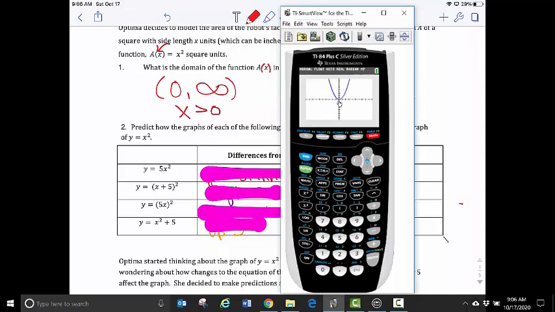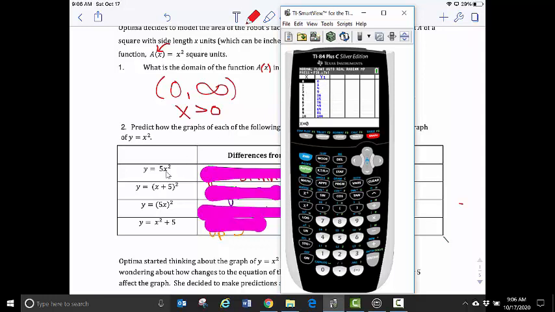So if we have a length of 1, we have an area of 1. If we have a length of 2, we have an area of 4, because 2 squared is 4. If we had a length of 3, we'd have an area of 9. And you can see that in the table right here. If we had a side of 1, the area is 1. Side of 2, area is 4. Side of 3, area is 9.